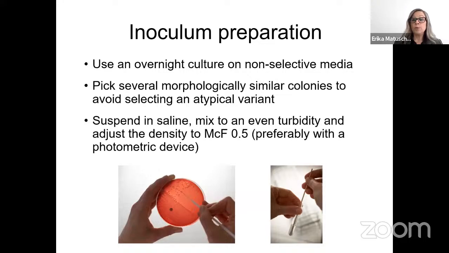The inoculum should be prepared from an overnight culture on non-selective media. It is important to pick several morphologically similar colonies to avoid selecting an atypical variant. And when you have picked your colonies, you suspend in saline, mix to an even turbidity, and adjust the density to McFarland 0.5. The best option is to use a photometric device, a densitometer or something similar, to measure the McFarland value. If that is not possible, there are standards that you can use to visually compare to a McFarland 0.5 standard.